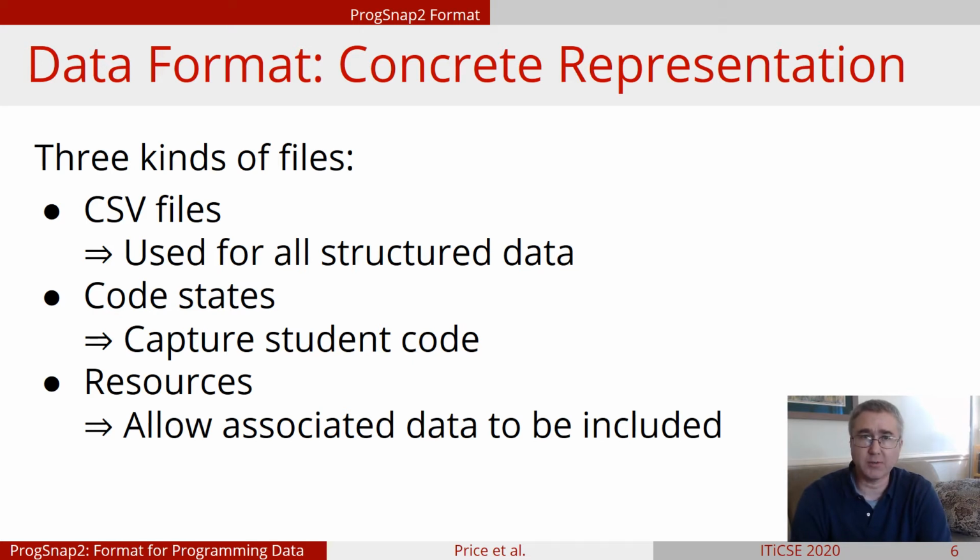A code state represents student programming artifacts such as source files that are associated with a programming activity event. ProgSnap2 supports several ways of representing code states. A ProgSnap2 dataset may include or link to arbitrary resources. This is useful for including additional information such as an assignment description with a ProgSnap2 dataset.